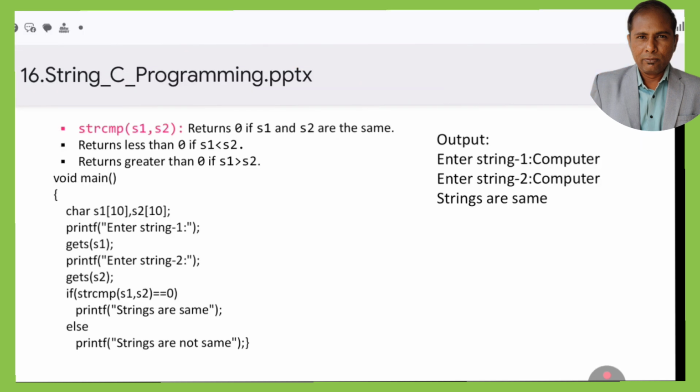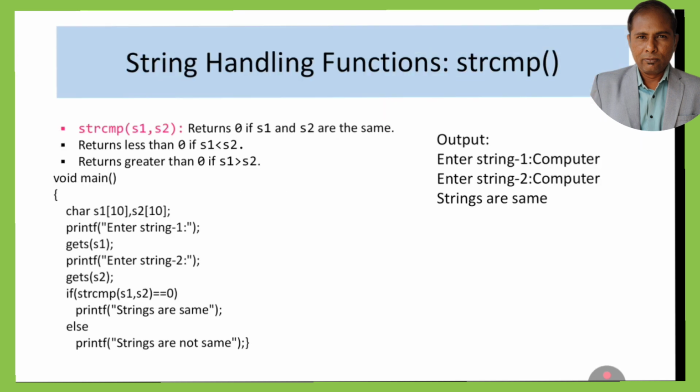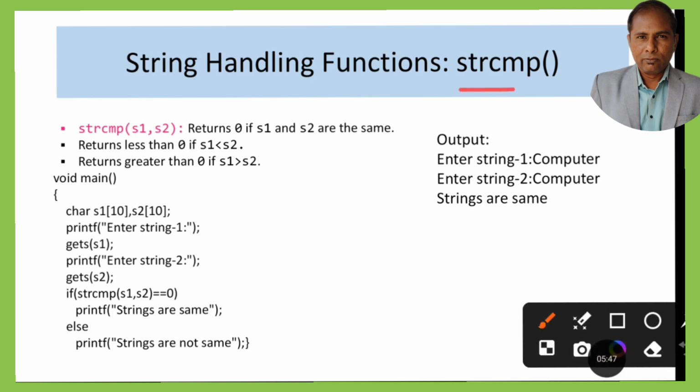Now, if we take another function in the string, we have strcmp. strcmp means we want to compare two strings. strcmp will return 0 if both s1 and s2 strings are the same. It will return a negative value if s1 is less than s2, and it will return a positive value if s1 is greater than s2.